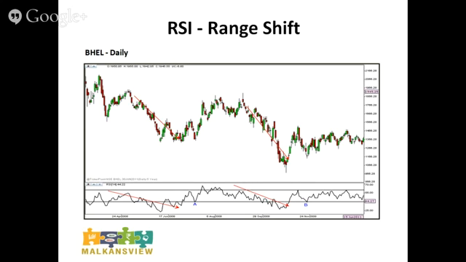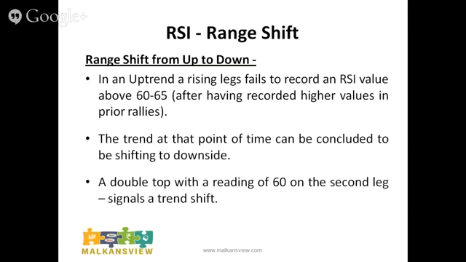And now let's look at the bearish range shift. When the uptrend has a first leg which is above 70-75 and the second leg fails to go above 60-65, that is called a bearish range shift. Let's check the chart here.